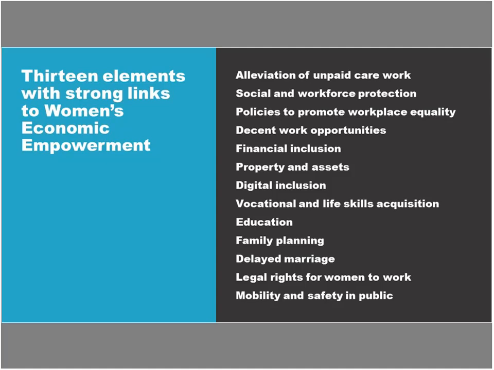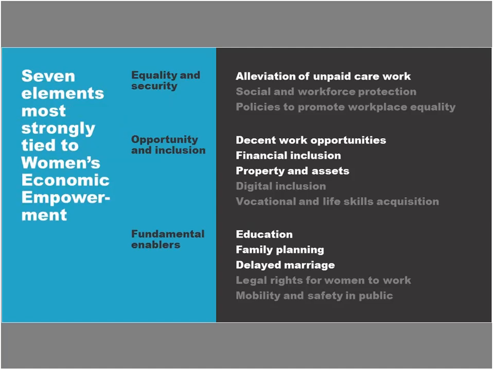We did a pretty intensive correlative analysis where we studied the effects and the impact of each of these levers on women's economic empowerment to see which were the strongest levers. And 7 of the elements had the highest scores in that correlation: alleviation of unpaid care work, decent work opportunities, financial inclusion, property and assets, and then the fundamental enablers: education, family planning, and delayed marriage.